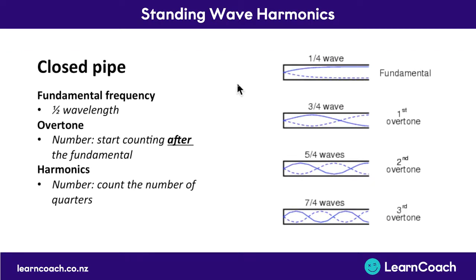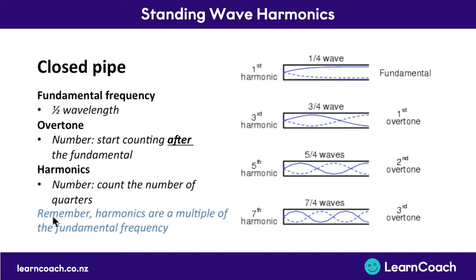But a closed pipe is a little bit different. While our overtones are still the same, we've got the fundamental, the next most complex one is the first overtone, second overtone, and so on. The harmonics are slightly different, because with harmonics, there are multiples of the fundamental frequency. And we start with a quarter wavelength, then go up to 3/4 of a wavelength, which means we go to the third harmonic, 3 times the basic one.